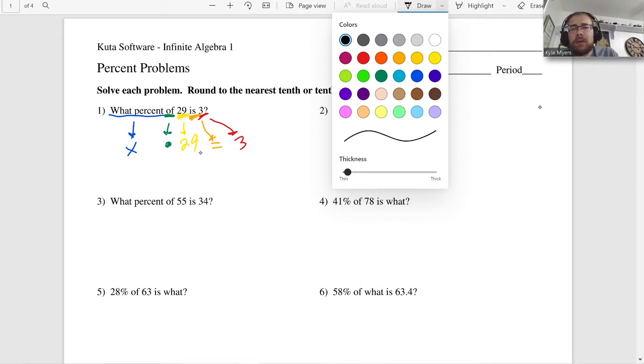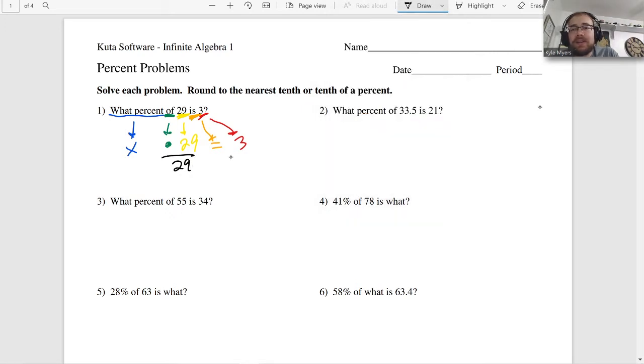X times 29 equals 3. Okay, well, the opposite of times is divide. So I would divide both sides by 29 in order to solve this. That gets rid of that. And then I have X is equal to 3 over 29. And that's actually the answer.